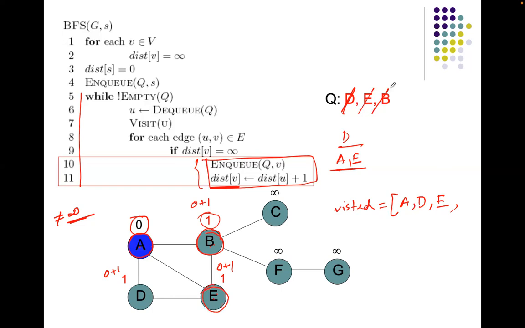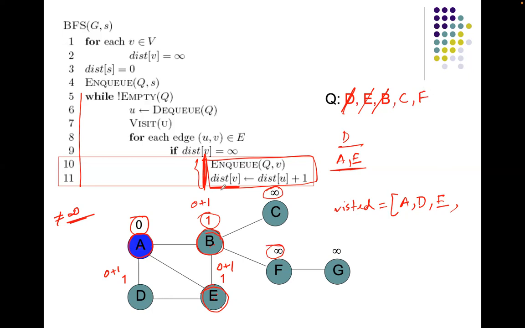All right, so dequeue B, and B has how many children? B has A, E, C, and F. Now A and E are already visited. We can see that from the distance value, but C and F have the distance value infinite. So if the distance value is infinite, we're going to run these 2 lines. We're going to enqueue C and F in the queue.